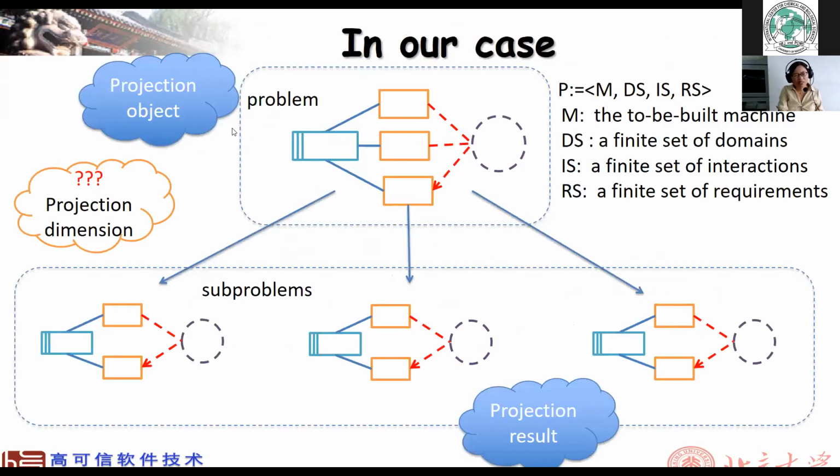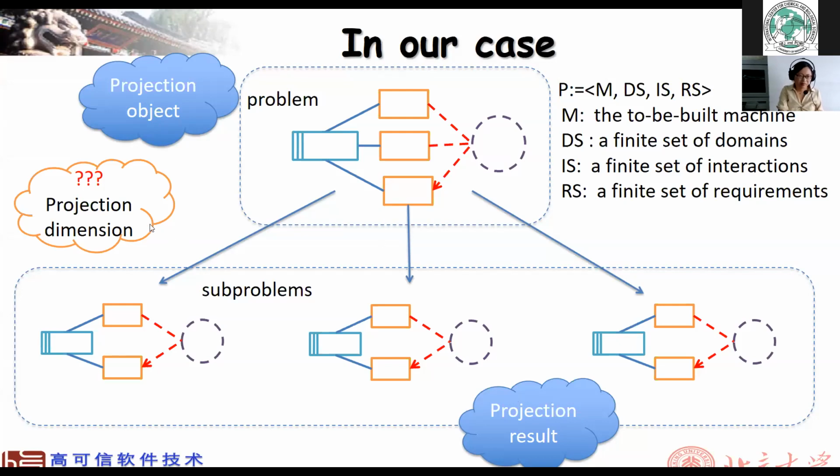So in our case, this is a problem we described in a problem diagram. And these are the sub-problems. The sub-problems are also in the form of problem diagrams. So the problem is the projection object, and the sub-problems are the projection result.